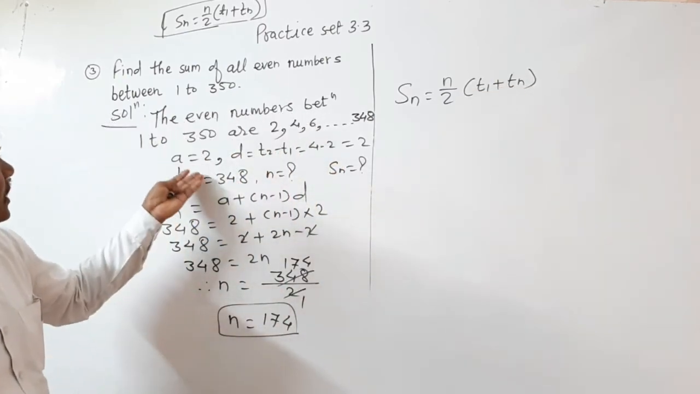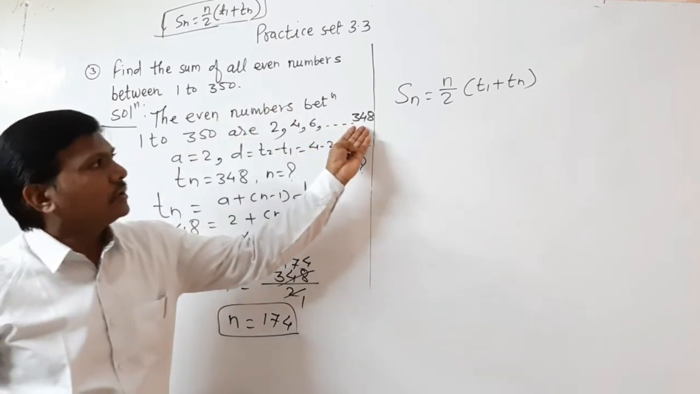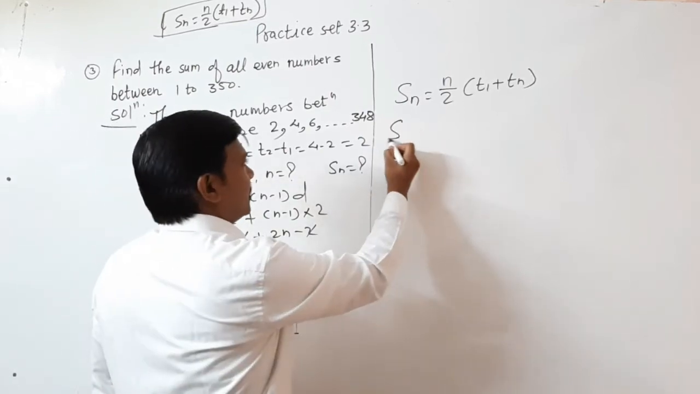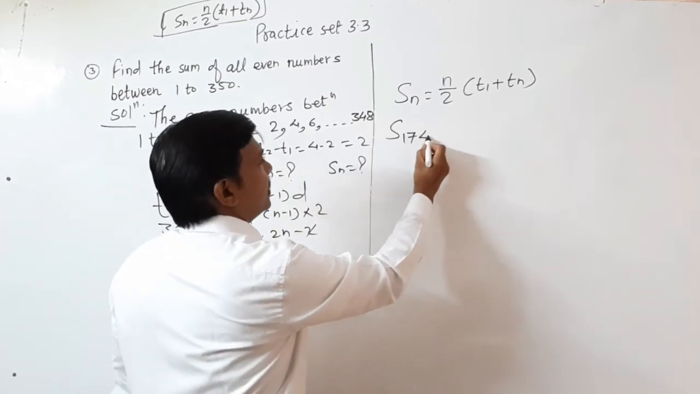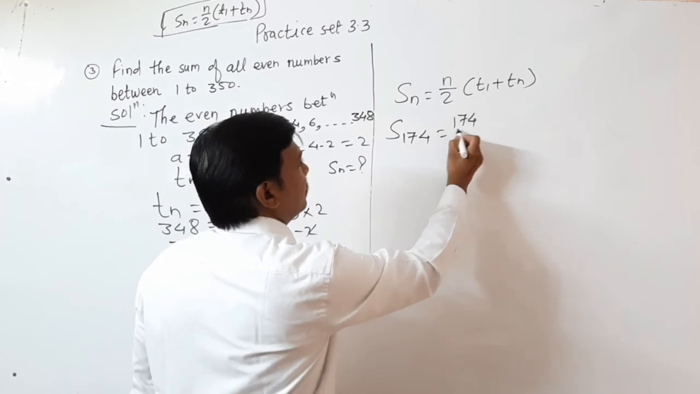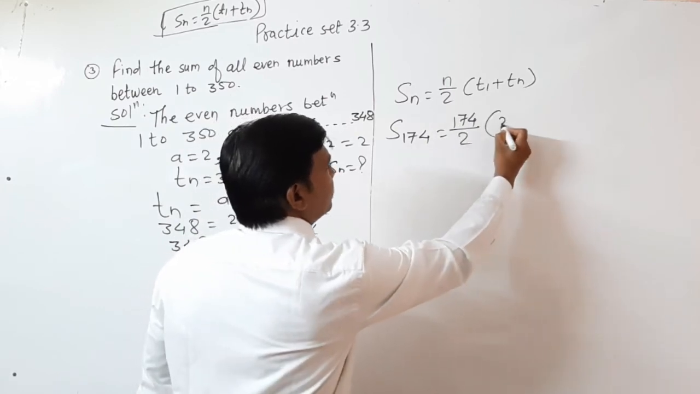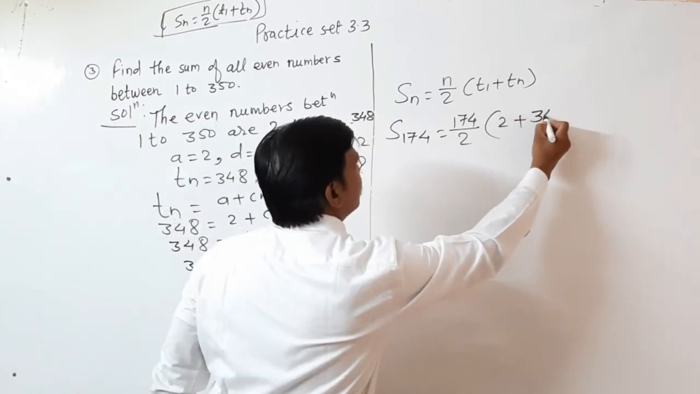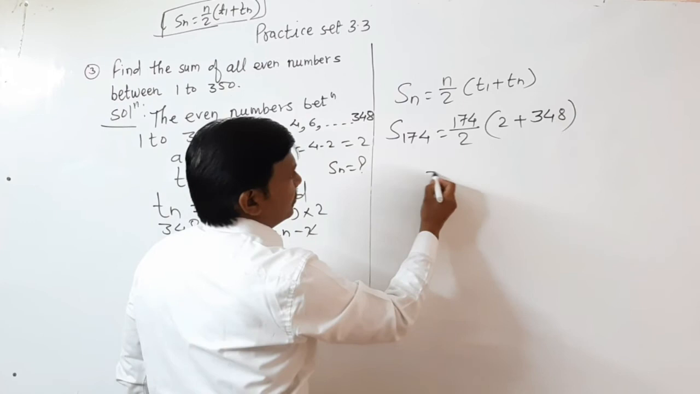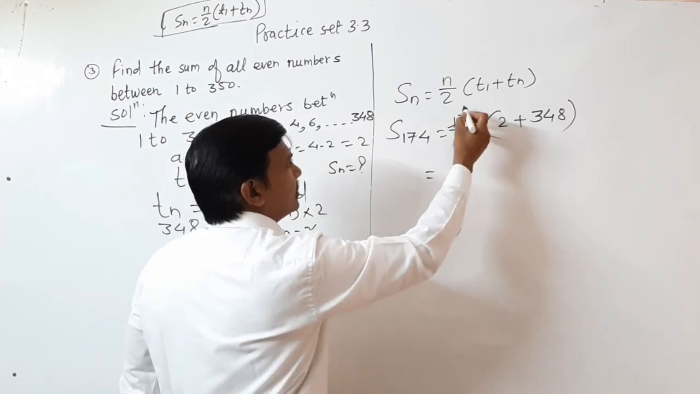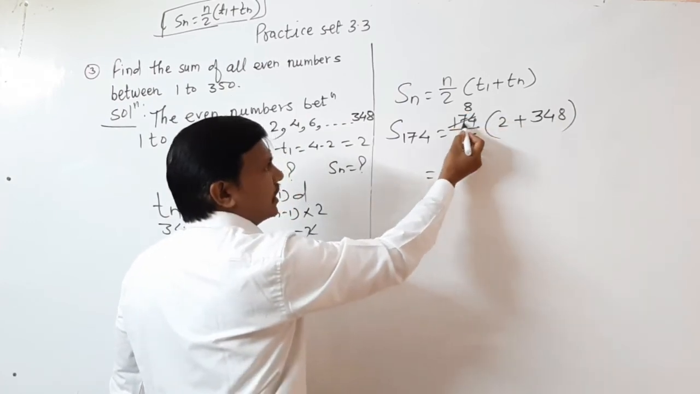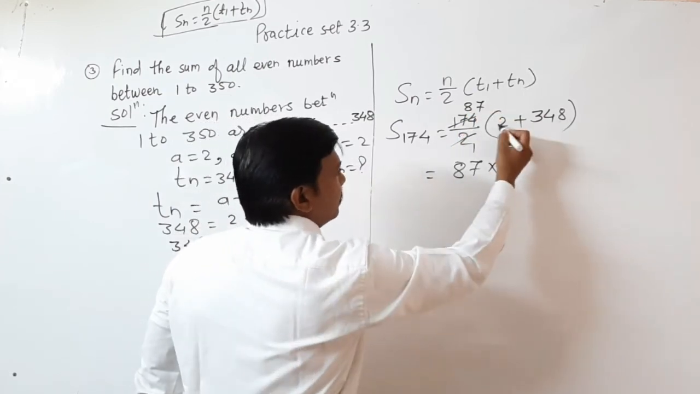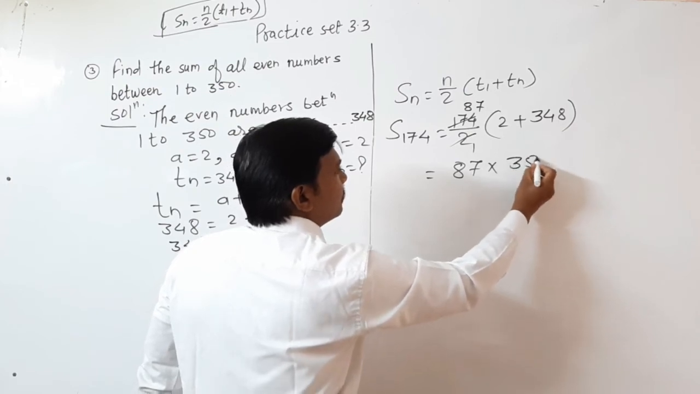So we apply the formula Sn equal to n upon 2 in bracket T1 plus Tn, where the first term T1 is 2 and the last term Tn is 348. So S174 equal to 174 upon 2, then this is 2, and the last term is 348. So when you divide, 2 1s are 2, then 2 8s are 16, and 7 times. So this is 87 into, and when you add this, 350.